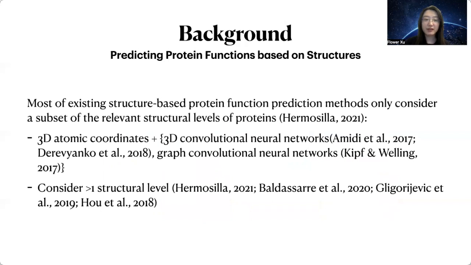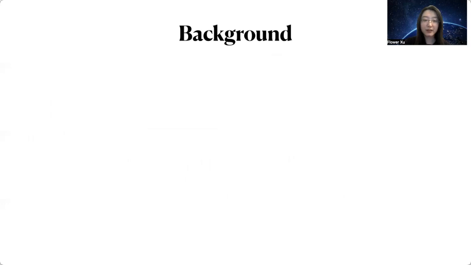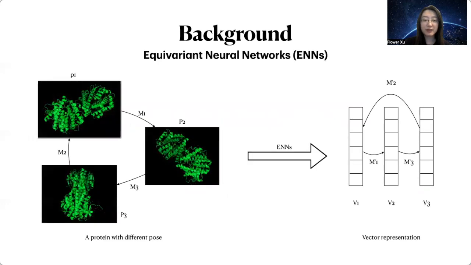Most existing structure-based protein function prediction methods solely use protein 3D atomic coordinates as input and apply 3D convolutional neural networks or graph convolutional neural networks, while few attempts have been made to consider more than one structural level of proteins. Besides this, there is a need to not regard different poses of a protein as different proteins when making predictions.